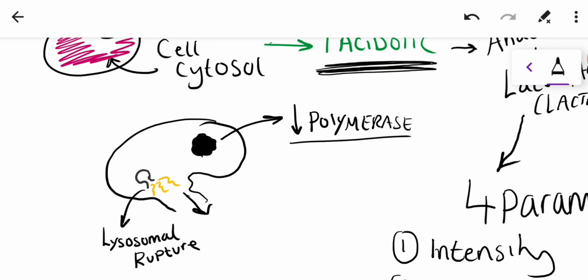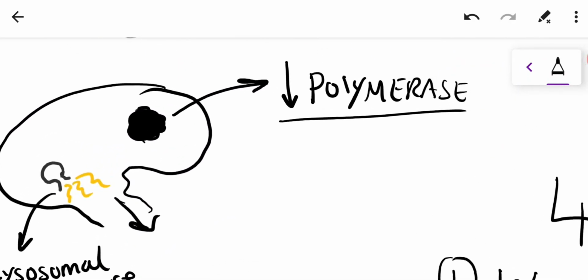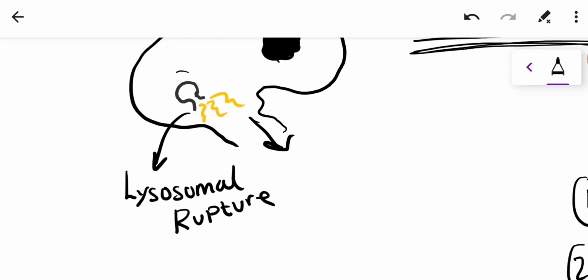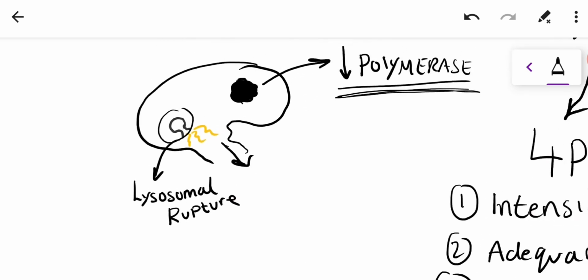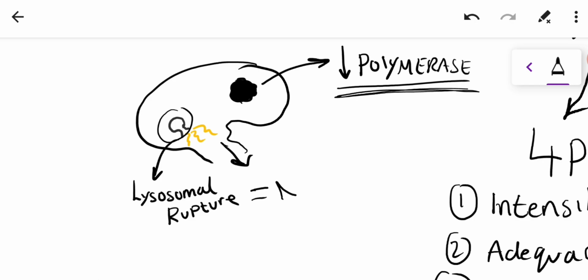And lastly, 2 things. There could be nuclear damage, causing less polymerase being made, and lysosomal damage, causing spillage of hydrolytic enzymes, causing collateral damage, necrosis of adjacent structures.